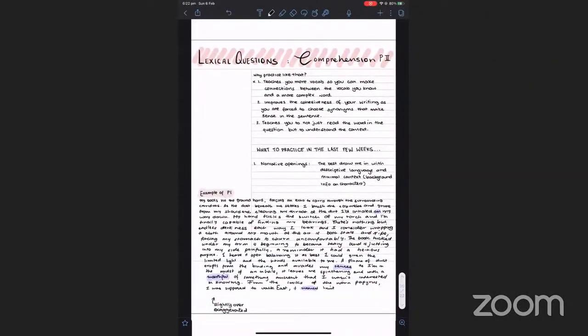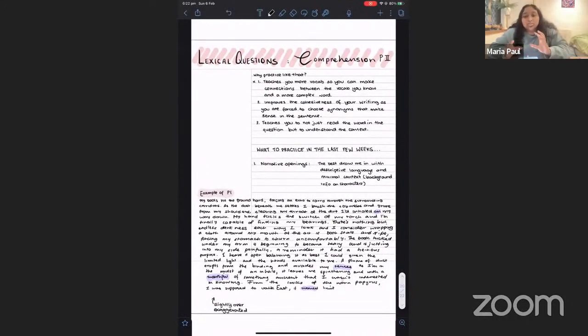Okay. Why you want to practice like that is it teaches you vocab that you can use to make connections between the vocabs you know and more complex words. So perhaps even if you don't end up using this in GATE, your vocabulary will extend and then help you in NatPlan next year. It improves the cohesiveness of your writing and you are forced to choose synonyms that make sense in the sentence. So cohesiveness pretty much relates to your grammar and punctuation.